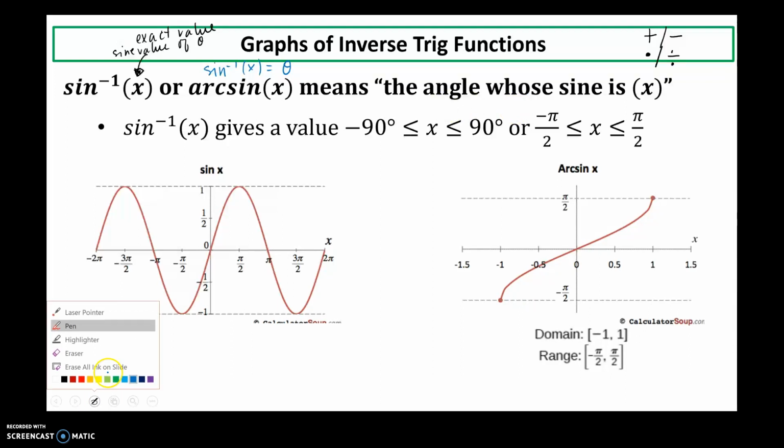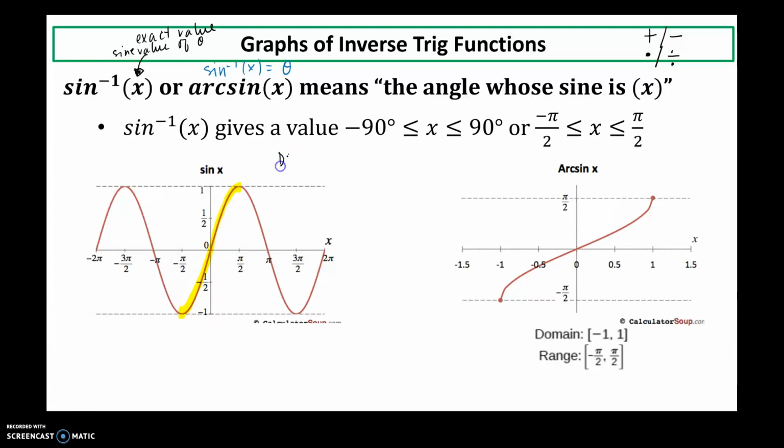Now, if we recall, in order for a function to have an inverse, it has to pass the horizontal line test. So if I draw a horizontal line through my graph of the sine function, it obviously fails it because it intersects it in more than one spot. I'm going to erase that line. So what we need to do is we need to restrict the sine function on a very specific domain. So if we look at the sine function just on the graph between negative pi over 2 and pi over 2.